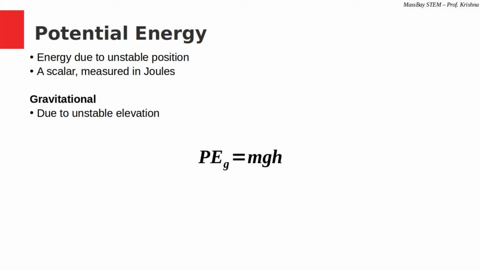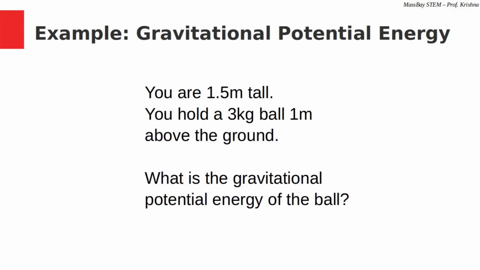On Earth, g is the familiar 9.81 meters per second squared, but we always treat it as positive in this calculation. Consider this example. You are 1.5 meters tall. You hold a 3 kilogram ball 1 meter above the ground. What is the gravitational potential energy of the ball?